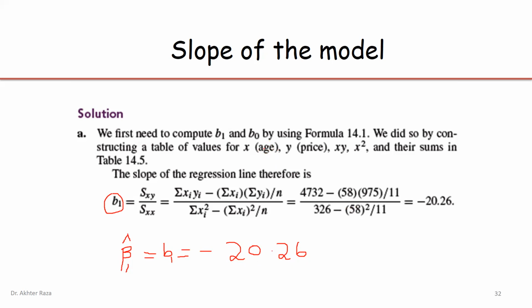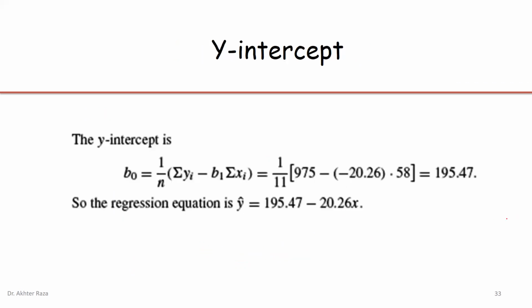For a 2 year old car, it will be double: 20.26 multiplied by 2 multiplied by 100. Why am I multiplying by 100? Because the prices were given in hundreds of dollars. The $2,026 will be decreased every year. That is the depreciation rate. Every year, the price of the car will decrease by $2,026. Why does it decrease? Because it has a negative slope.